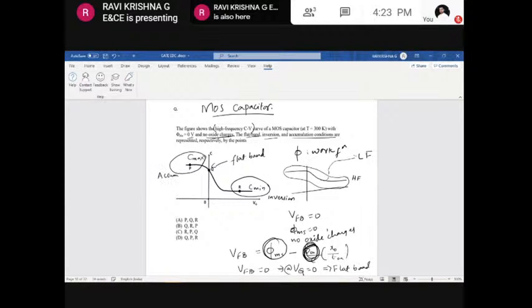In the accumulation condition, the capacitance will take the larger values, and the inversion region will take the smaller values. So for the left side of the flat band voltage, it is the accumulation condition, and for the right side, it is going to be the inversion region. So here, the flat band is the point Q, the inversion is point R, and the accumulation condition is at point P. So the answer is QRP. Okay, this is the answer.